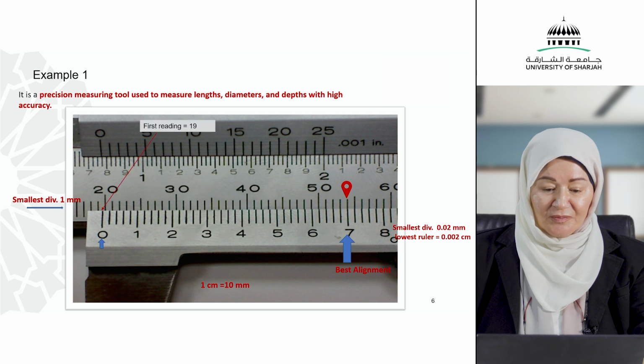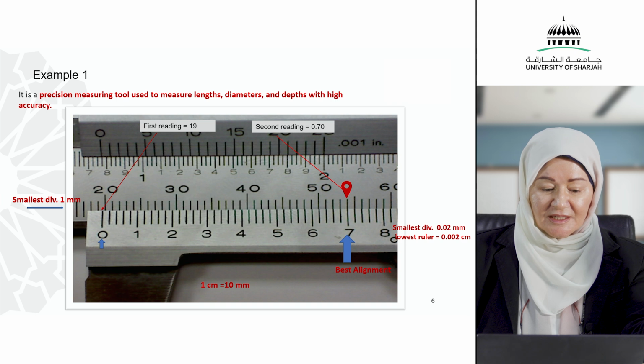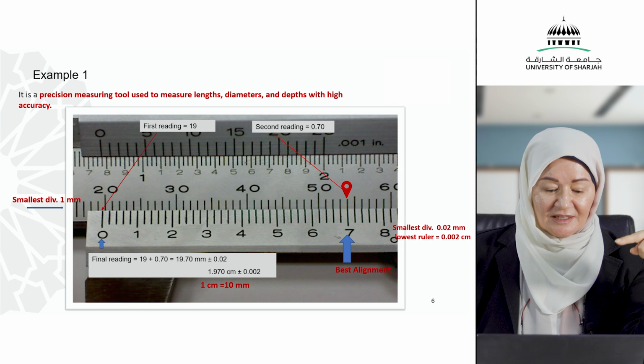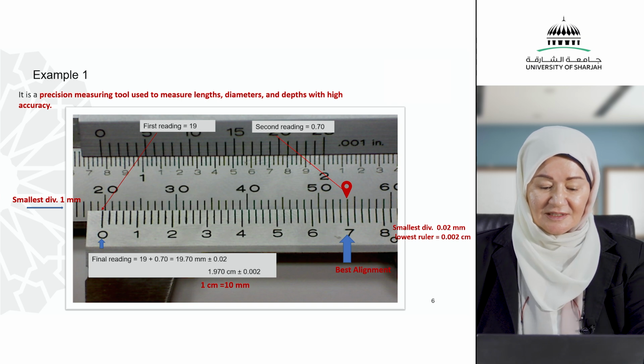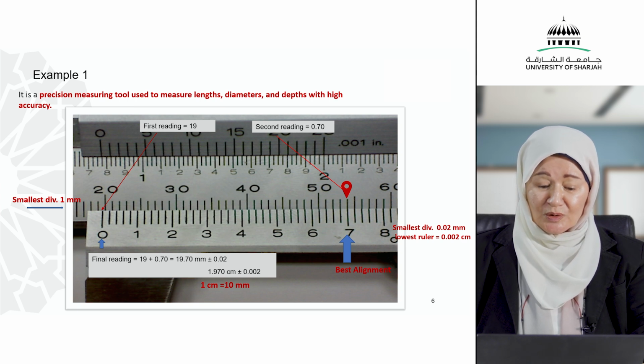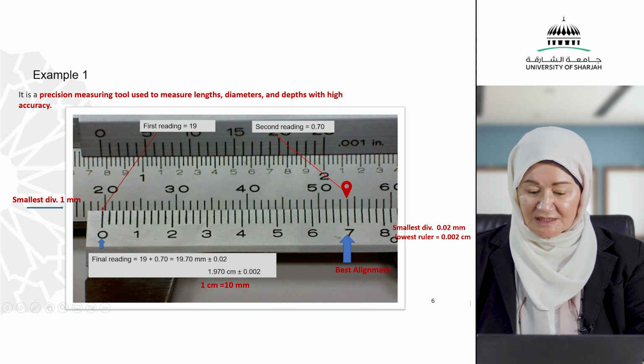I have another example for you here, and I'm just writing it for you. 19, this is the second reading 0.70, and here the final reading is 19 plus 0.70, 19.70 plus or minus 0.02 millimeter. I just convert it to centimeters. It will be 1.970 plus or minus 0.002 centimeter.